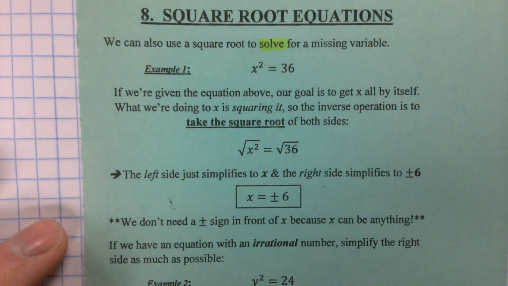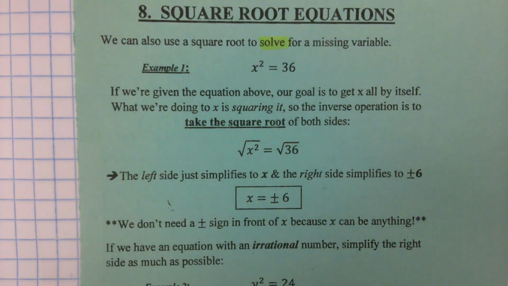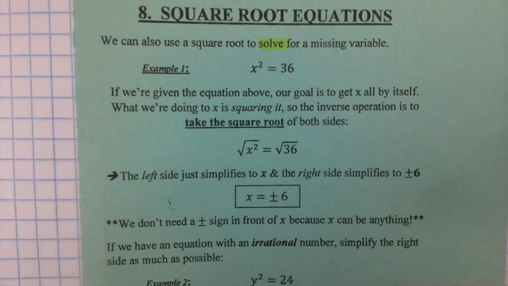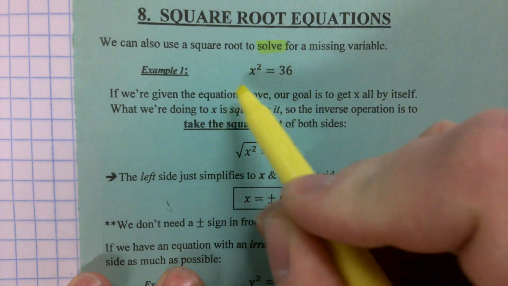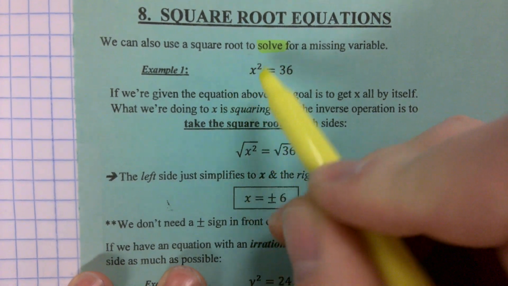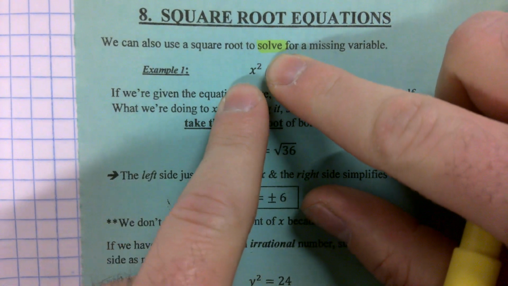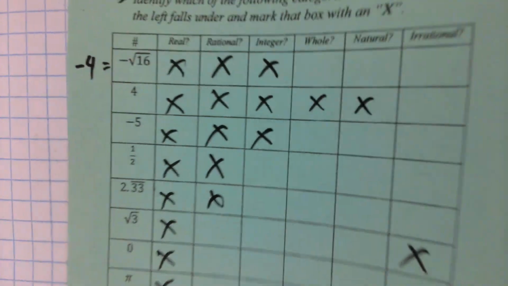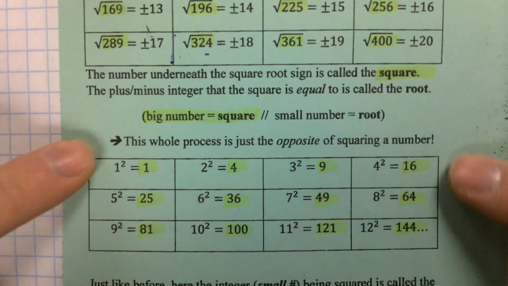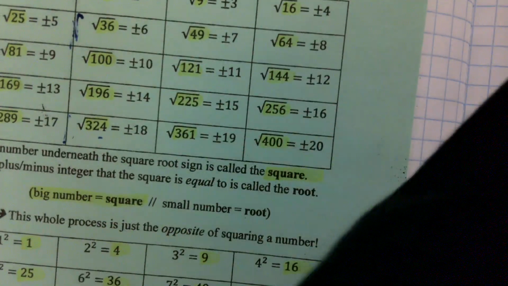As always, our goal is to get x all by itself. Remember, if we had x plus 3 equals 5, we would ask ourselves, what am I doing to x? And we would say, I'm adding 3. Well, here, what am I doing to x? If I have x with that little 2, I'm squaring it. What did we say the inverse of squaring something was? Taking the square root is the opposite of squaring something.